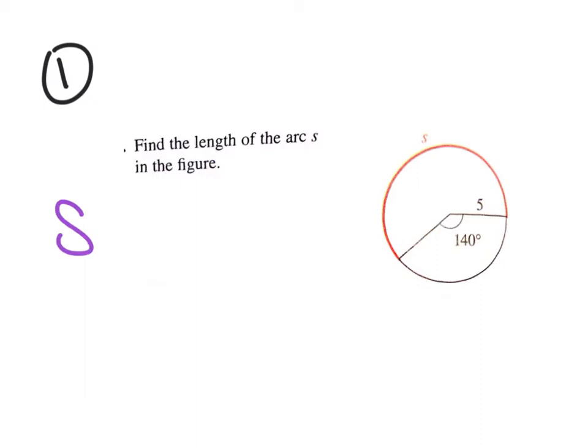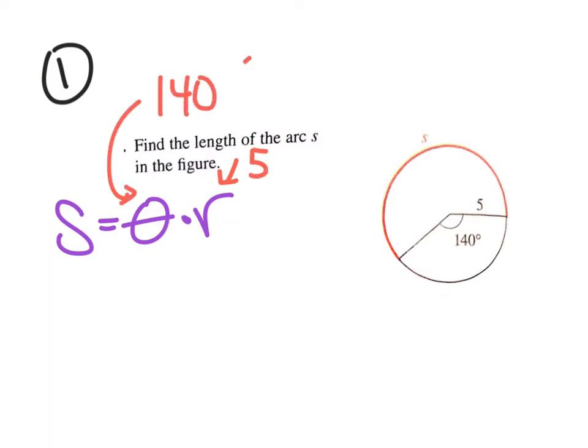And we know that the length of the arc is equal to theta times r, where theta is the angle in radians, and then times the radius. So we know the radius, that's 5. And our angle, we cannot put 140 degrees in there. No, because that's in degrees, and it would be a really big number. So we need to figure out how many radians is 140 degrees.